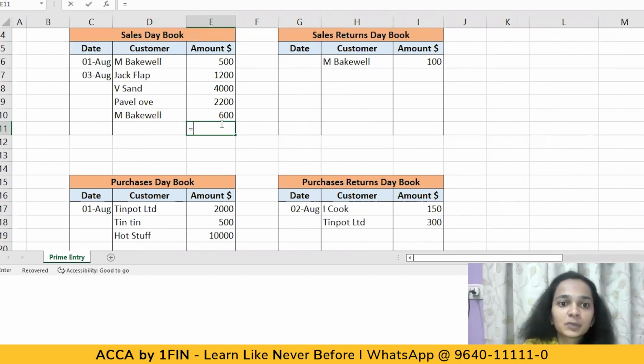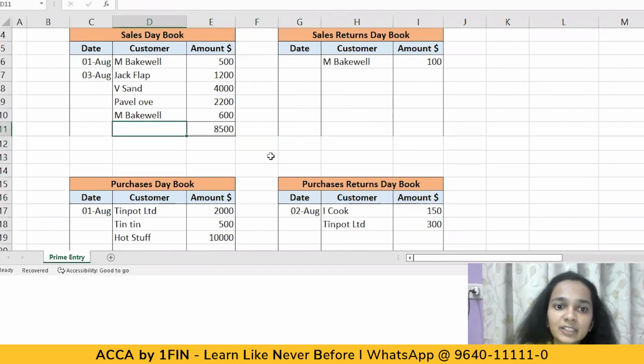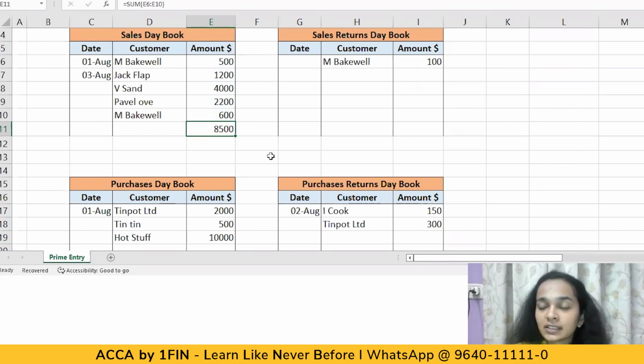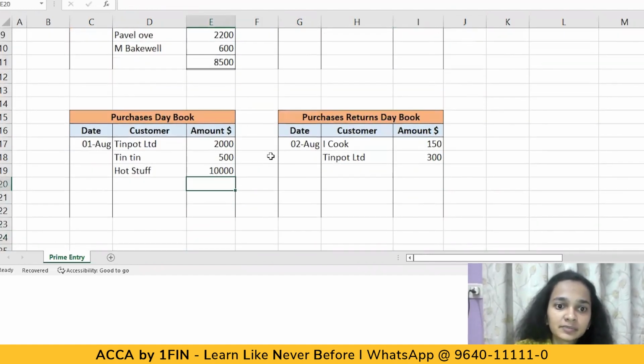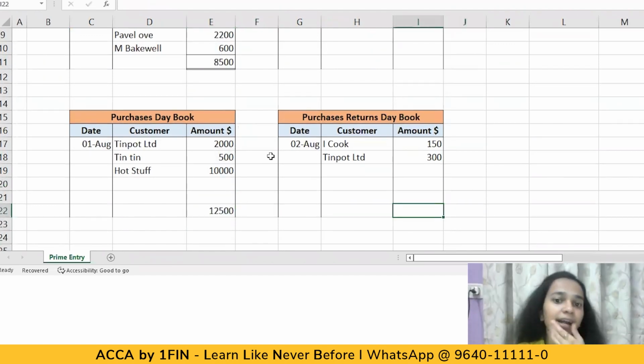Now what we have to do is calculate the total of all the transactions which are being made. So the total sales made by MK Ling is 8,500. There's only one sale return, so the total of the sales return day book is 100. Talking about purchases, purchases to the tune of 12,500 have been made, and total purchase returns are 450.